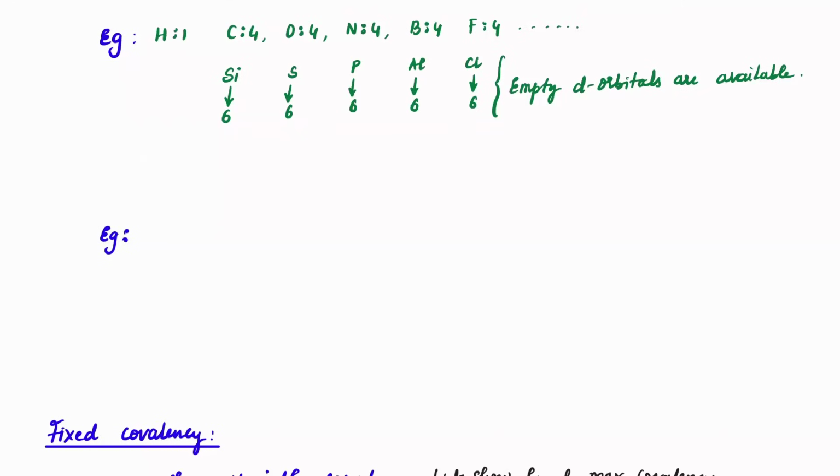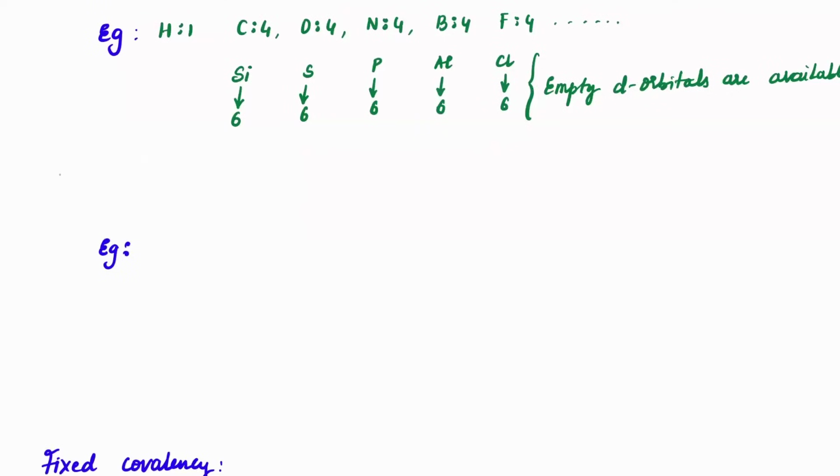For example, I'll feature some examples here. You can see H2SiF6, known as hydrofluorosilicic acid. In this case, the covalency of silicon is 6, because it is making 6 bonds. Similarly, sulfur SF6, again 6 bonds. PCl6 overall minus, here also phosphorus is making 6. Aluminium can make Al(OH)6 3 minus. Okay, that is also 6 bonds.